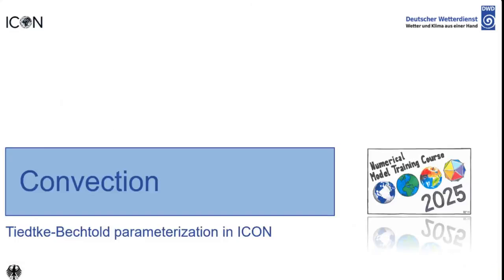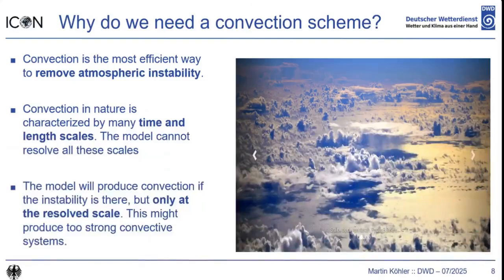We'll start with the first of these three parameterizations, the convection parameterization, and we're using the Tiedtke-Bechtold parameterization from ECMWF. So why do we need a convection scheme? Convection is very good at taking out instability. The atmosphere and the model don't like vertical instability, so we basically almost never have an unstable atmosphere, and convection is the best way to ensure that, at smaller and larger scales.